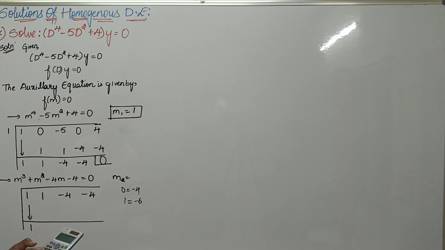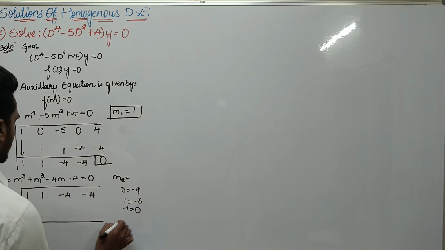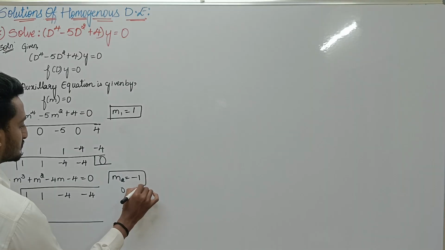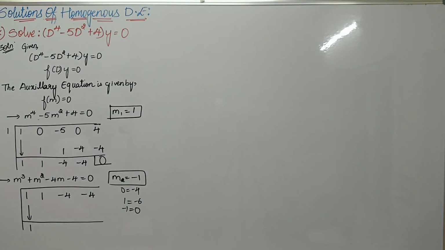Since I've given plus 1, now I'm going to give minus 1. If I give minus 1, I am getting 0. The second root is minus 1. What is our second root? Minus 1.